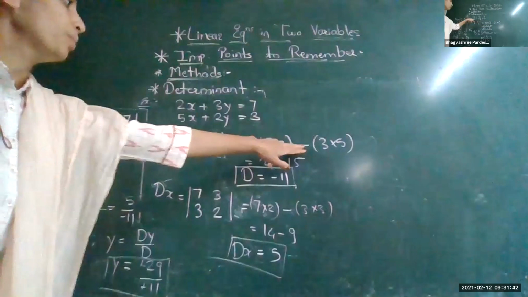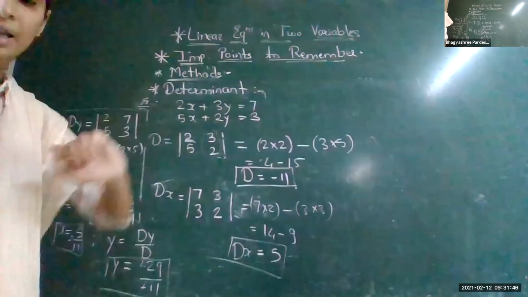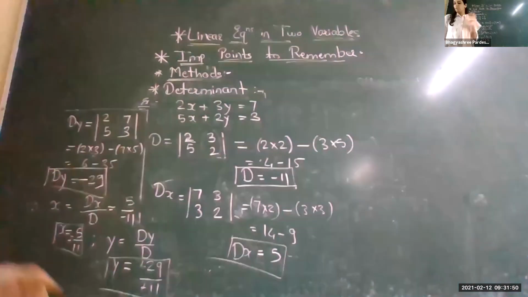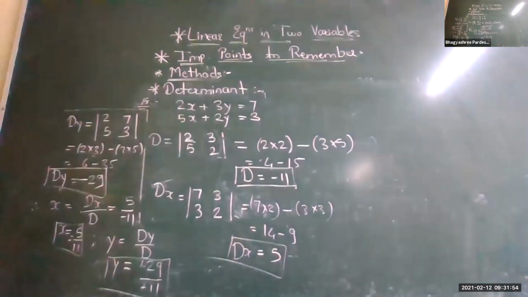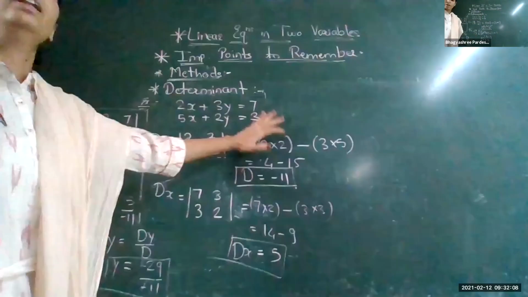Obviously, the minus sign is the most important thing here. Okay, cross multiplication and then the minus sign. So this is the important one here. Should we solve one more example based on this Cramer's method? Now, again, remember one more thing. In Cramer's method, this can be asked in the activity-based question also and in the MCQs also.